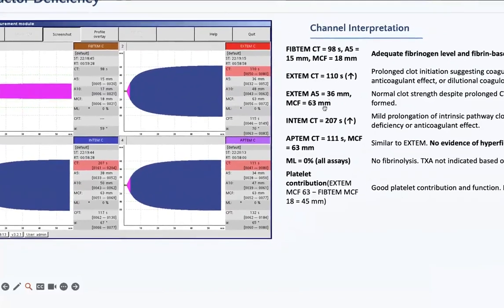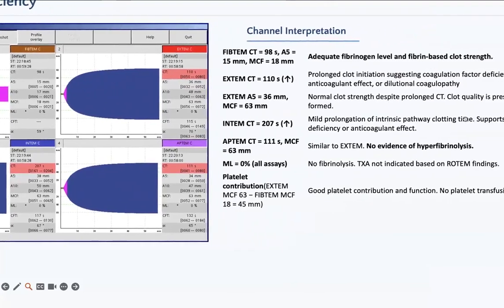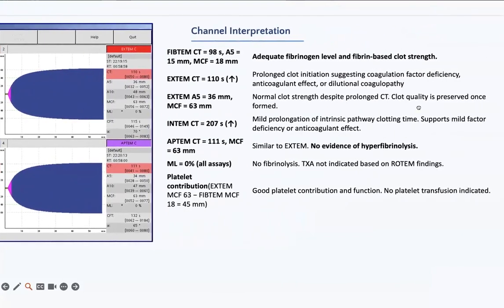Extem CT is prolonged. Again, Extem A5 is 36 and then clot firmness is pretty good. So normal clot strength despite prolonged CT, clot quality is preserved once formed. So good clot quality, but the clotting time is prolonged. So that means there is a problem with clotting factor. Clot lysis is 0%, so no issue with fibrinolysis.